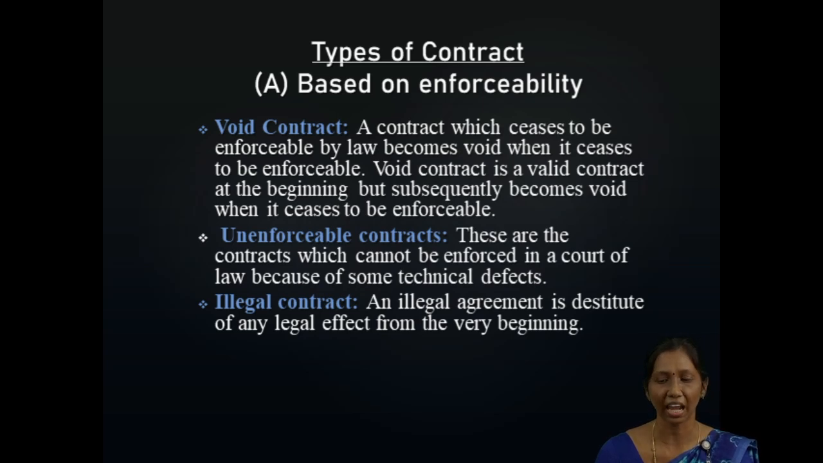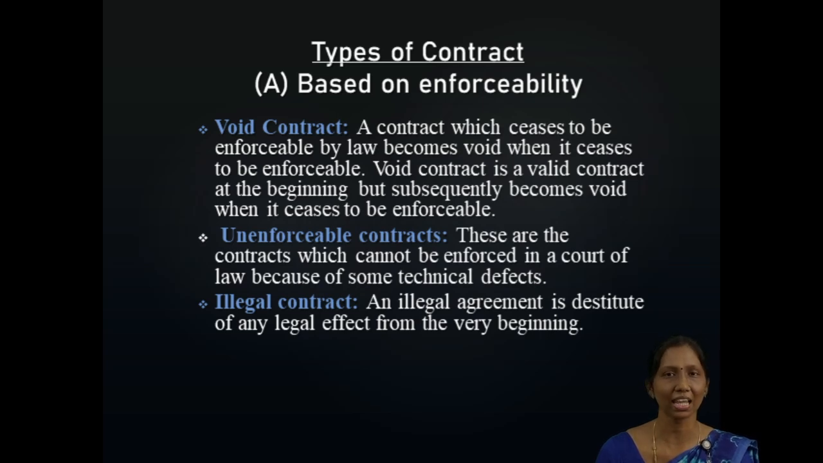Next one is unenforceable contracts due to some technical defects. Some evidence may not be submitted properly, so we can say it is an unenforceable contract. These are contracts which cannot be enforced in a court of law. As per the law, we have to provide the evidence for that. So in technical defects, if they do not submit the evidence, we can say it is an unenforceable contract.